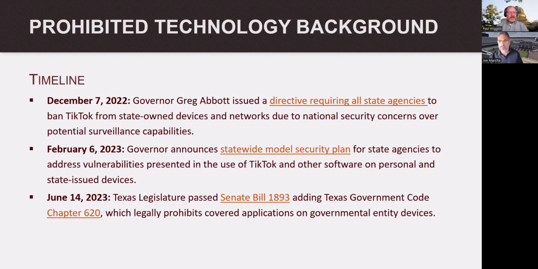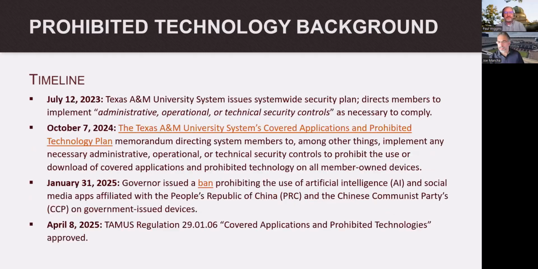Then later in June of 2023 came some of the laws, like Chapter 620 in the Texas Government Code, which prohibits the use of certain social media applications and services on government entity devices. And then kind of in the background, since we're a state agency, Texas A&M University had to start complying with the government directives and laws and such.